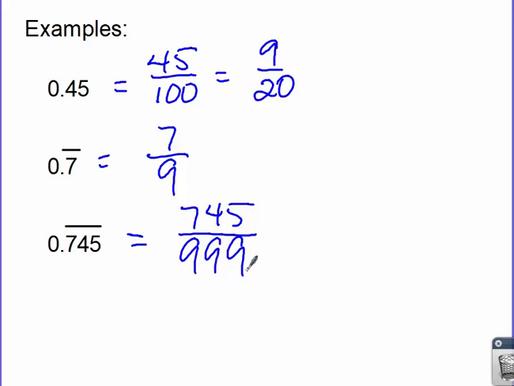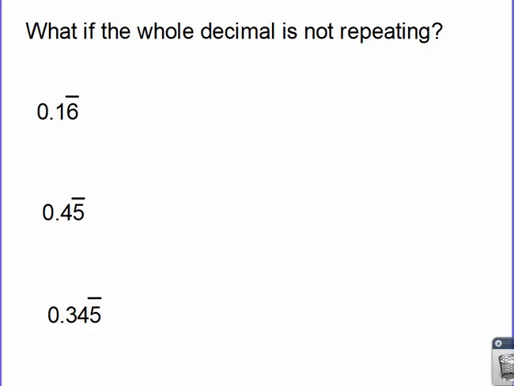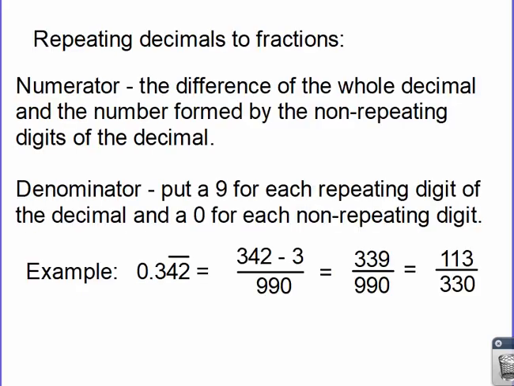So that's what we did when we had a terminating decimal where nothing repeats, or when the entire decimal repeats. But what if I gave you one where the whole thing doesn't repeat, only part of it repeats? Well, we have to modify our 9 rule just a little bit. There's a 2-step process. For the numerator, we're going to find the difference of the whole decimal and the number formed by the non-repeating parts of the decimal.